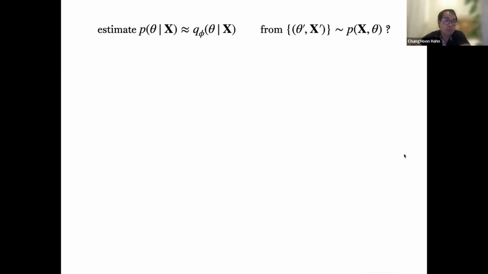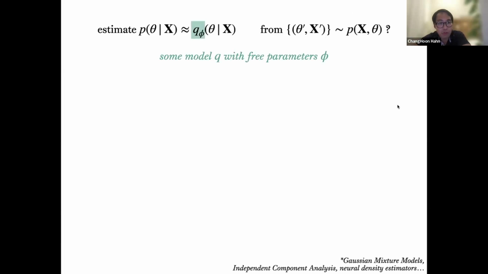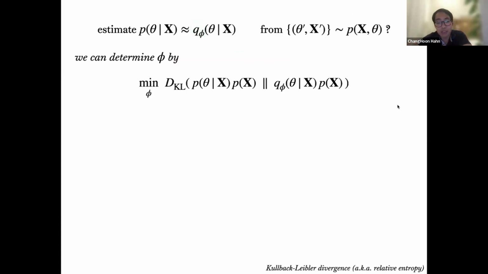Here's the problem that we're facing, which is to estimate the posterior given a number of samples drawn from the joint distribution of x and theta. So Q of phi here is some model with free parameters phi. And so one way we can determine the phi that gives us as close of an approximation to the posterior is by minimizing the Kullback-Leibler divergence between these two distributions that I've written here.